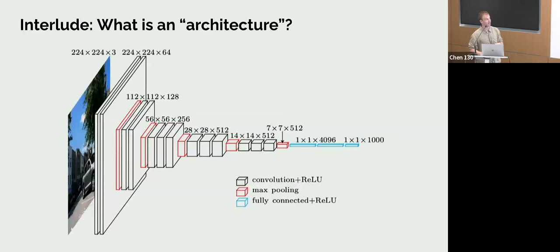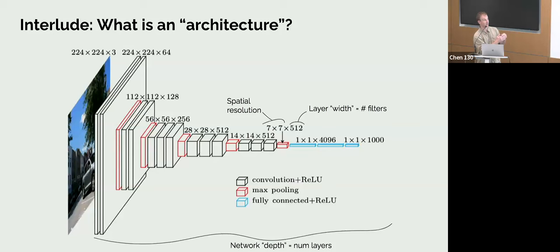So going back to this VGG diagram, where are all these things that we talked about? Kind of what Michael was getting at, the number of layers is the depth. That's like left of this image to the right of the image. Each rectangular block is a layer, and that's the depth.